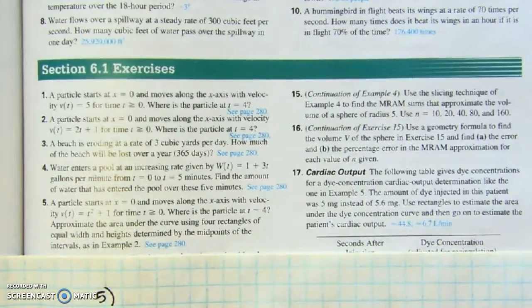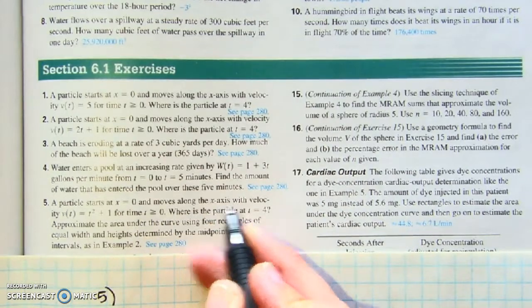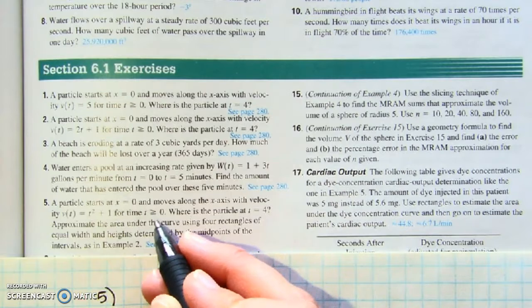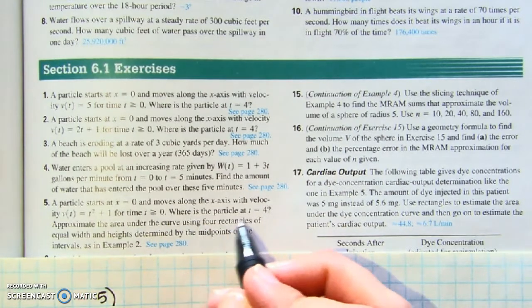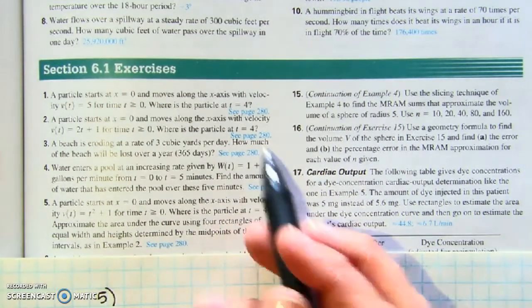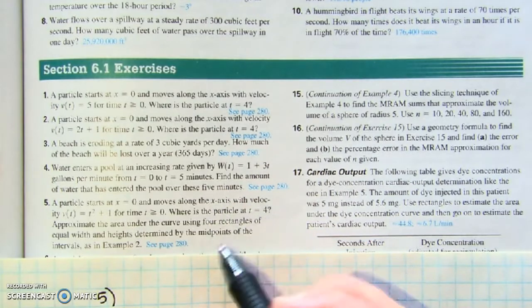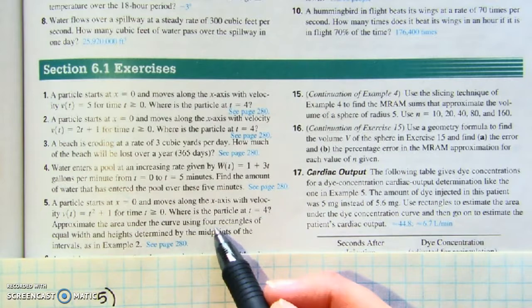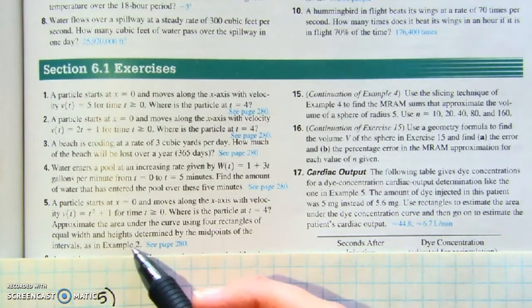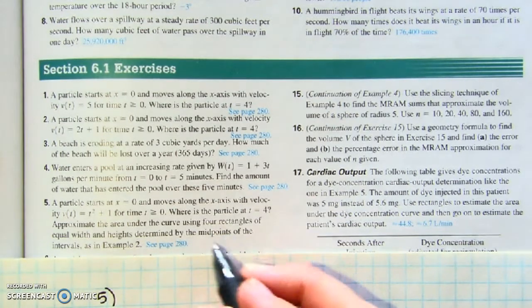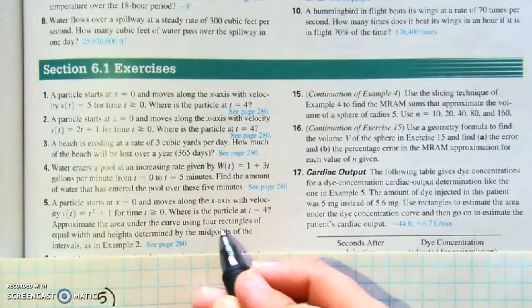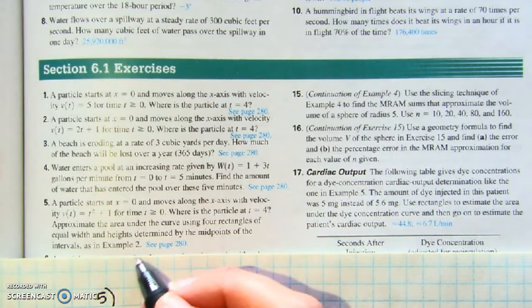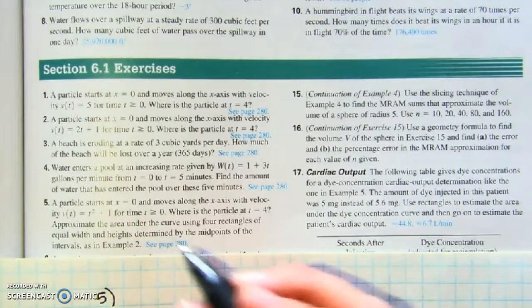So let's read number 5. A particle starts at x equals 0 and moves along the x-axis with a velocity of t squared plus 1 for time greater than or equal to 0. Where is a particle at t equals 4? So kind of similar, we're all seeing where it is at 4. Approximate the area under the curve using 4 rectangles of equal width and heights determined by the midpoint. So 4 rectangles, but we are using the midpoint height of the intervals as in example 2. I think it was example 1 in class.